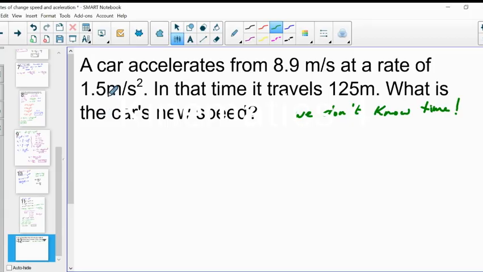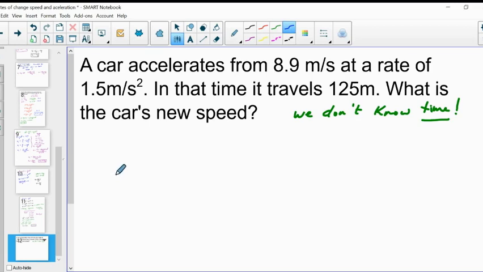So we're going to do another problem. Let's say we have a car that accelerates at an initial speed of 8.9 meters per second, and it accelerates at a rate of 1.5 meters per second squared. And let's say in that time frame it travels 125 meters. What we need to know is this car's new speed. And note that in this particular problem, we don't know time.